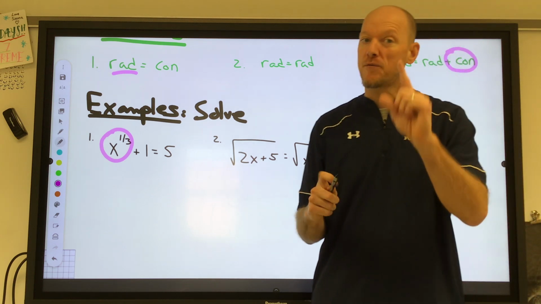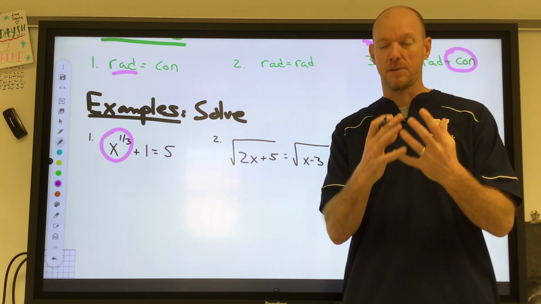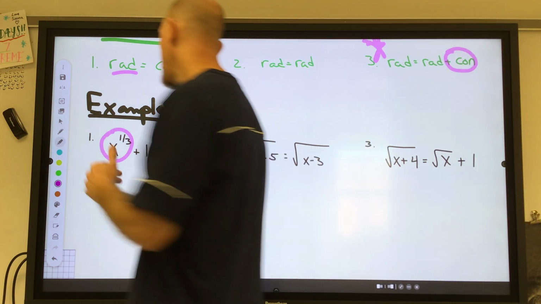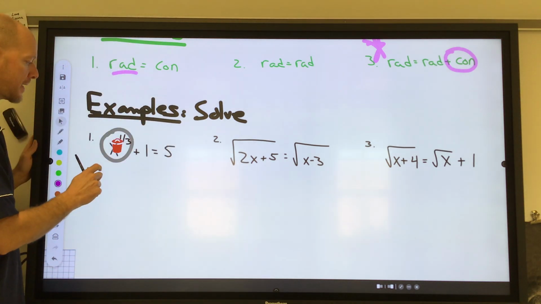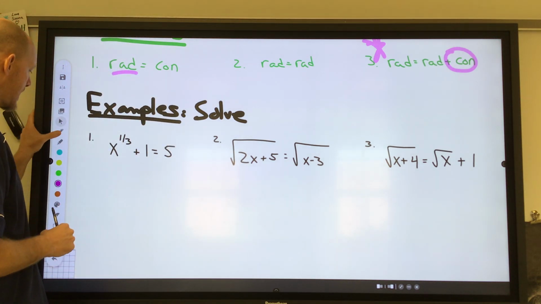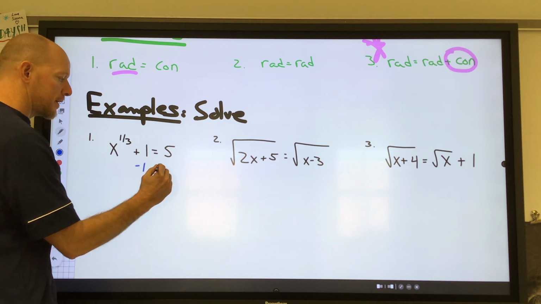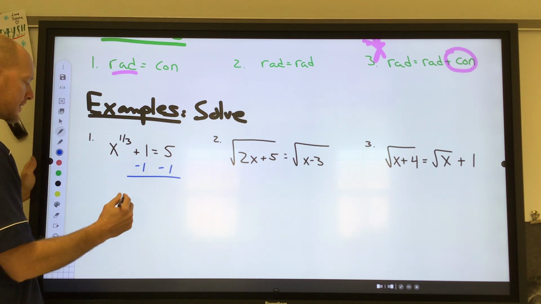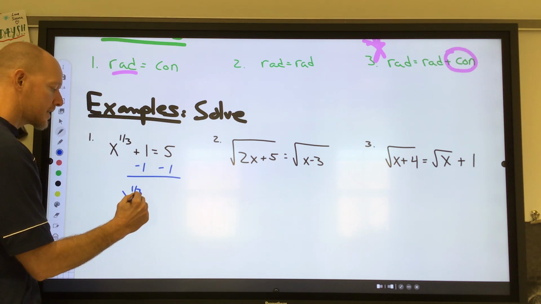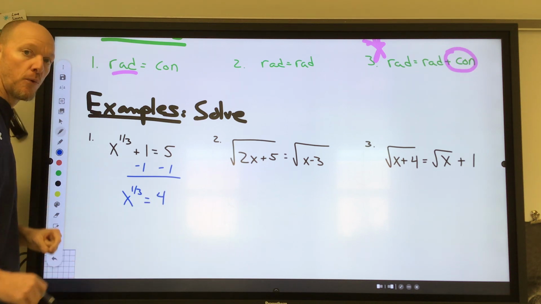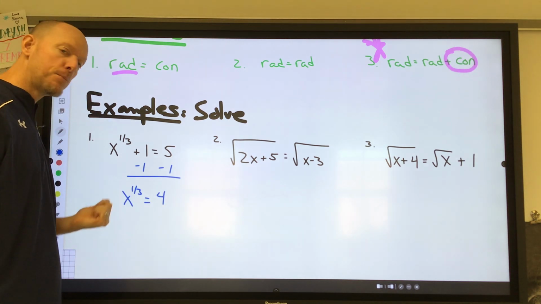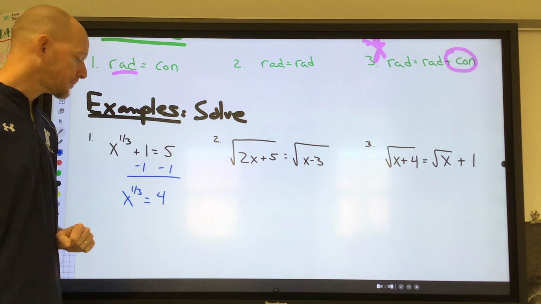That's why one of the first things we want to do is simplify our equation. We take this equation and simplify it simply by subtracting 1 from both sides. Now that gives us the statement x to the 1/3 equals 4, or in other words, the cube root of x equals 4.